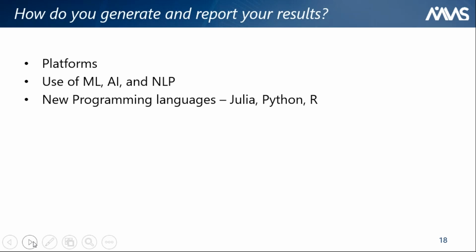But how do we implement these ML, AI, and NLP techniques? Some of the software that can help us with the largest computational capacity is Julia. Julia has very high computational capacity, and there are other software like Python and R too.